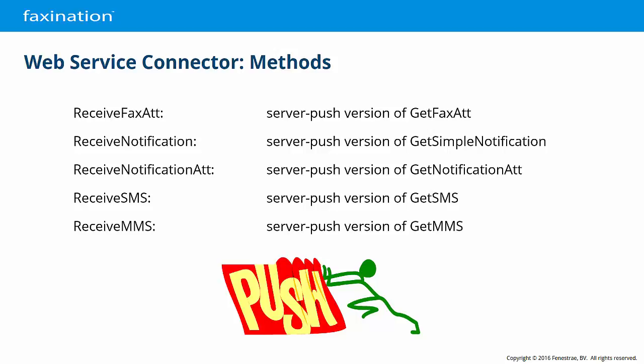Receive notification is the server push version of get simple notification. Receive notification ATT is the server push version of get notification ATT. Receive SMS is the server push version of get SMS. And receive MMS is the server push version of get MMS.